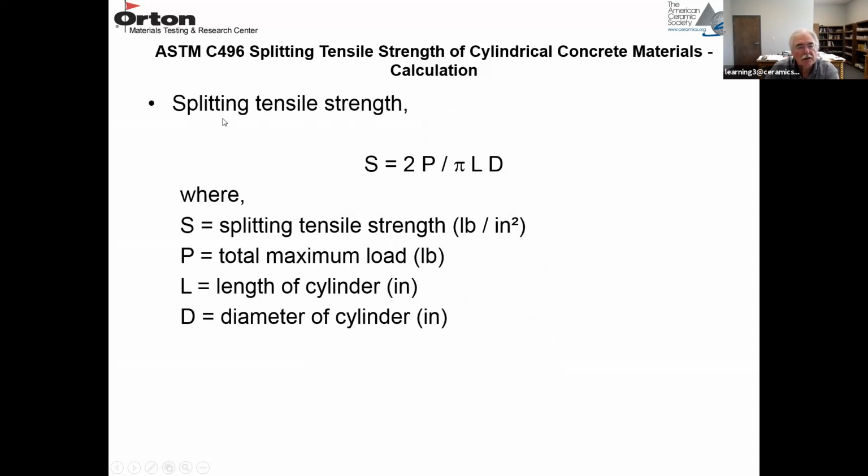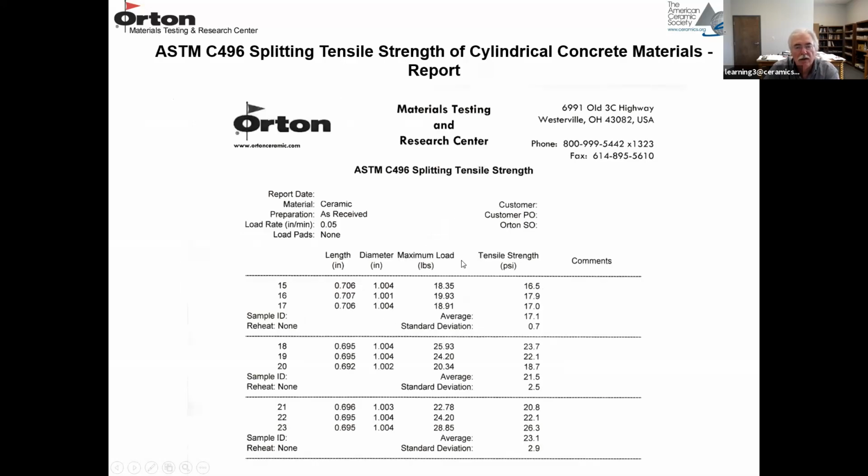So the calculation for the tensile strength: S is the splitting tensile strength in psi, 2 times P, which is the applied load at failure, divided by pi, L is the length of the cylinder, and D is the diameter of the cylinder. So it's a relatively simple test to run, no special fixtures, to get a tensile test of a refractory.